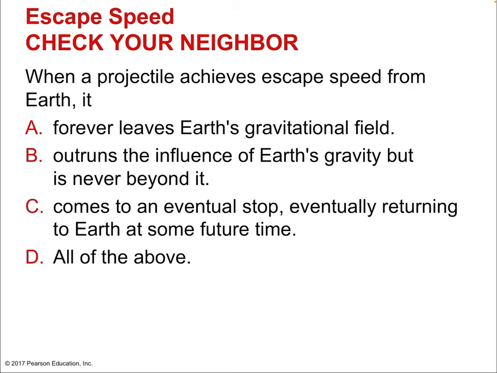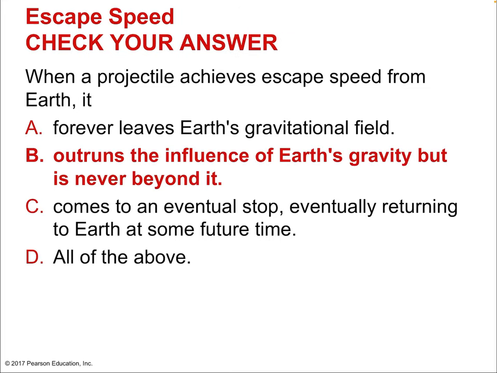So when a projectile achieves escape speed from Earth, it forever leaves Earth's gravitational field, it outruns the influence of Earth's gravity but is never beyond it, or it comes to an eventual stop, eventually returning to Earth at some future time. Does it eventually slow down and then fall back in? Or do all of those apply? Okay, what's B? And why do we know that B is the best answer? Because these require careful reading. It's because it never goes beyond it. And that right there should tell you that's the right answer.